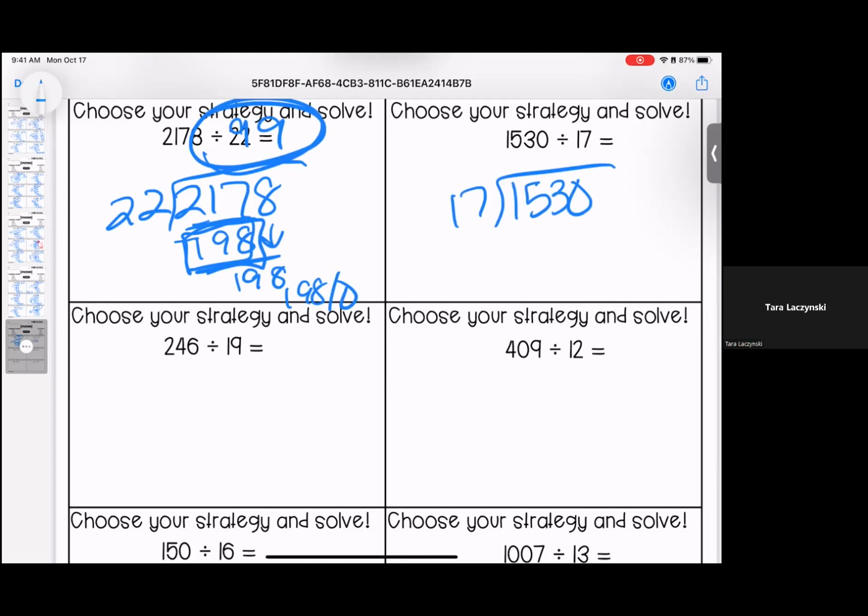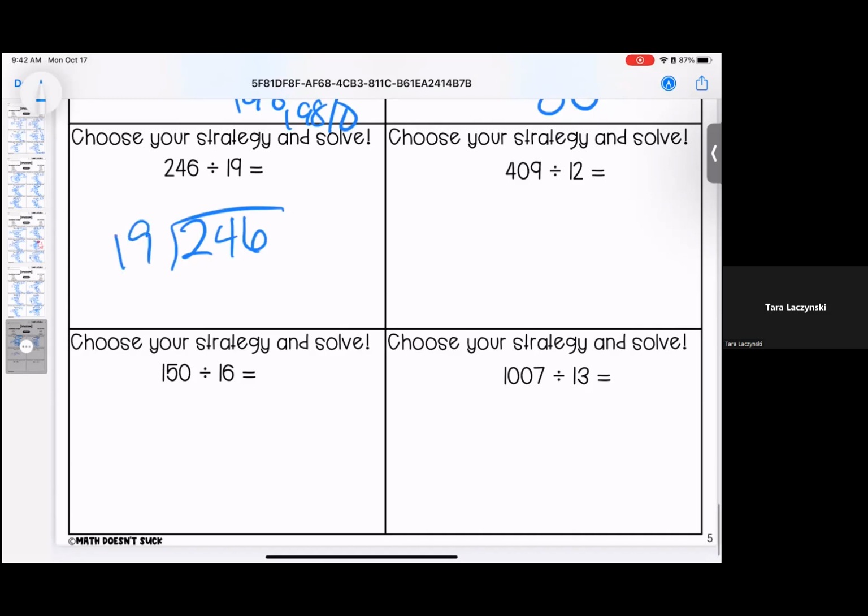1,530 divided by 17. This is another one that goes in evenly. So I'm going to think, can 17 go into 1? No. 15? No. 153? Yes. 9 times. 9 times 17 is 153. Here's another sticky one. Bring down the 0. I have to show that this does not fit, because 9 times 17 gave me 153. If I keep that as my answer, I am quite a bit short. I show that it does not fit in by putting my 0. My answer is 90.